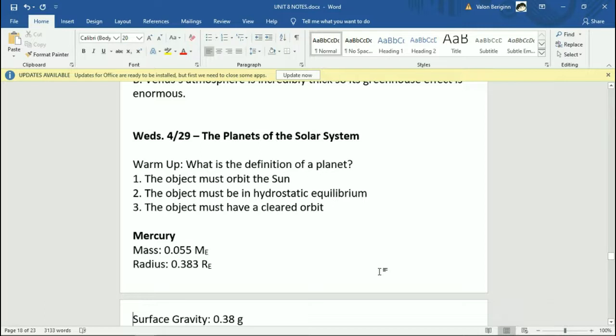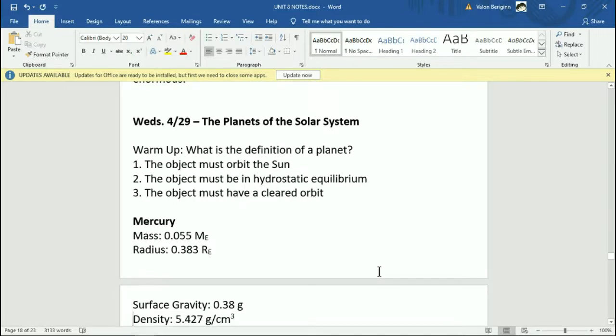Its surface gravity is, again, that's your G's. So if you remember, we talked about gravity. So that's compared to the Earth. It's 38% of the Earth's gravity. There's its density. You don't have to worry about this. Basically, Mercury is the second most dense planet. So that's why, even though it is the smallest, its gravity is pretty close to Mars's, even though Mars is noticeably bigger, but Mars is less dense. Mercury has a lot of heavier metal elements in it, so it's very dense.